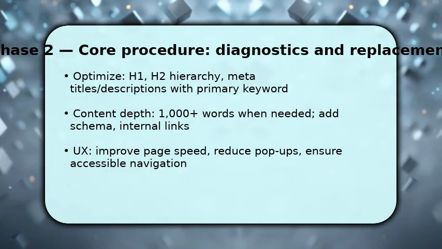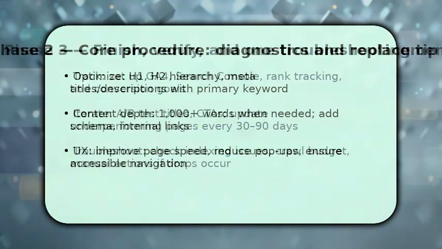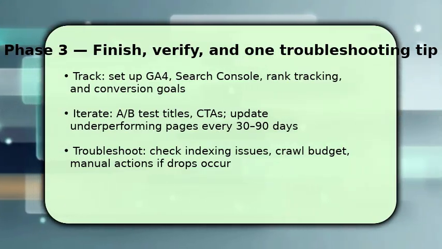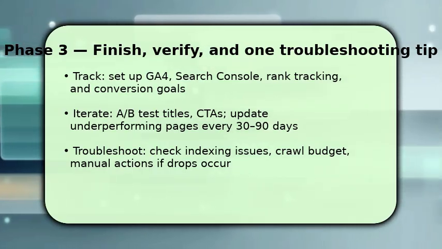Finally, deploy changes and measure impact. Configure GA4 and Search Console so you can see impressions, clicks, and user behavior. Once data flows, iterate, A/B test titles and CTAs, and refresh low-performing pages on a 30 to 90-day cadence.